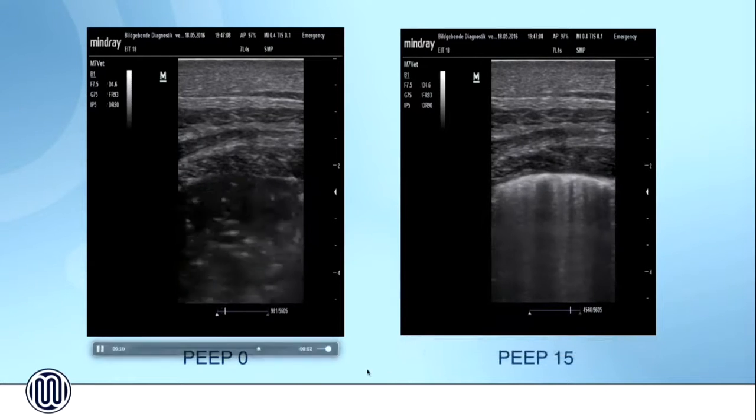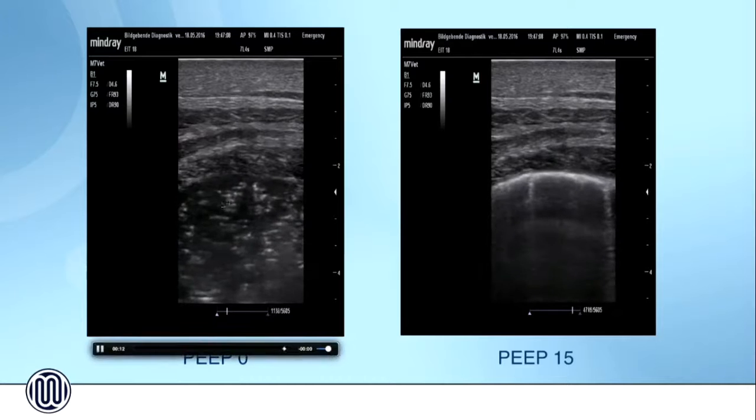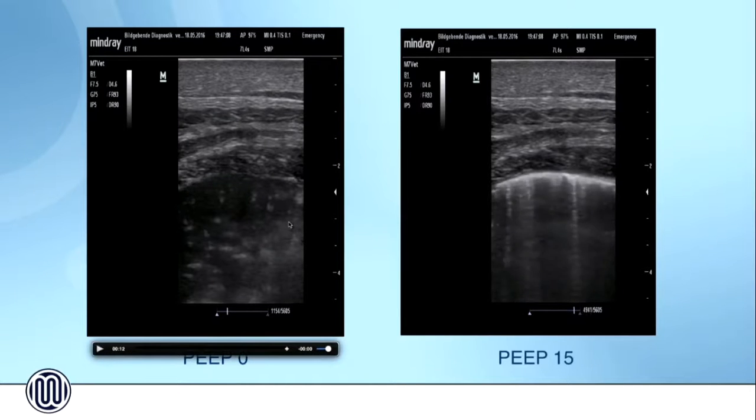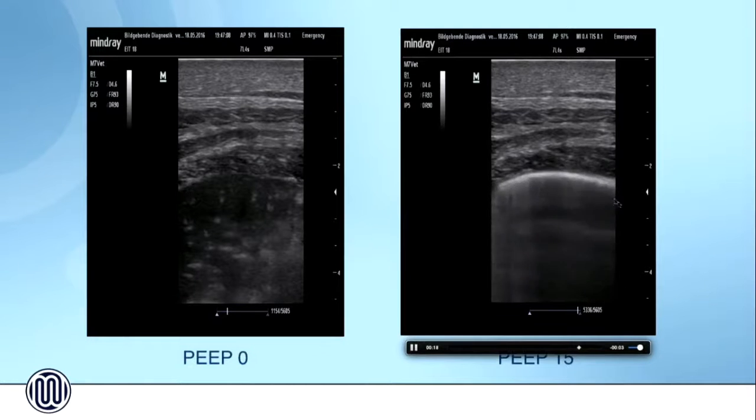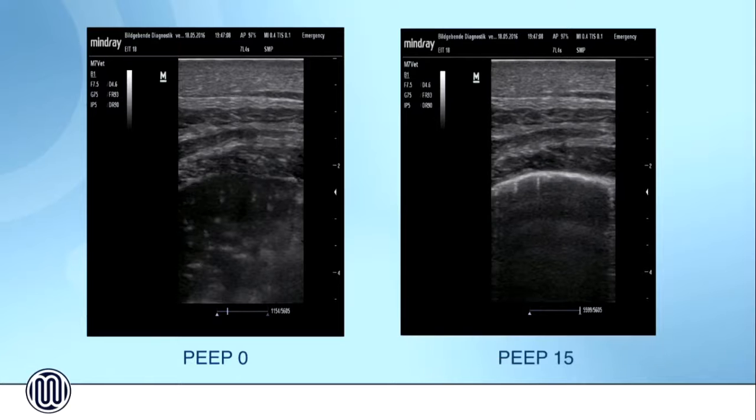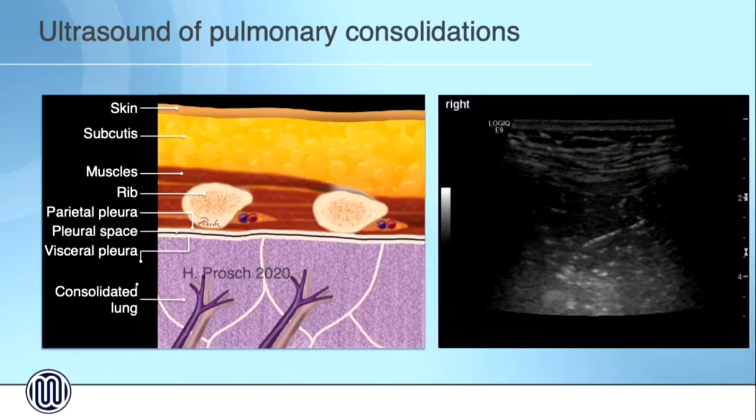That's one of our experiments we did a couple of years ago. You see here with PEEP 0, there's no ventilation going on. And if you increase the PEEP to 15, you see that the lung parenchyma becomes ventilated. You see here the B lines indicating that the lung is ventilated. And last but not least, just look at consolidations.